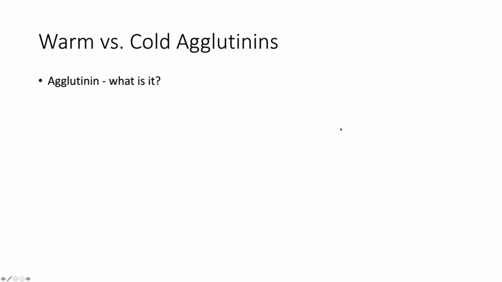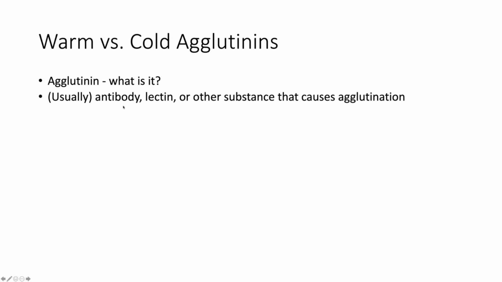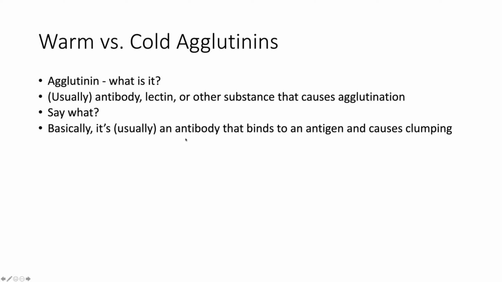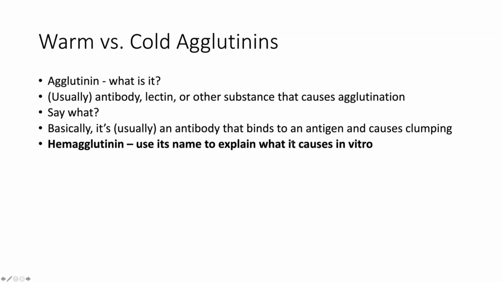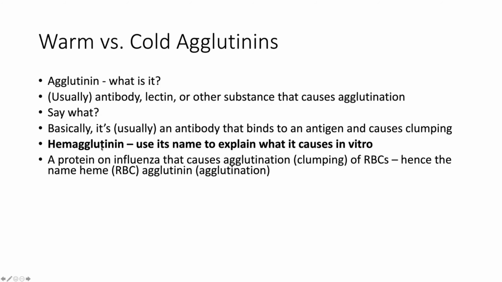So Deb, what is agglutinin? What does that mean? It's usually an antibody, but it can be an antibody, a lectin, or other substance that causes agglutination. Basically it's usually an antibody that binds to an antigen and causes clumping. That's it. Because what we're trying to explain is what we mean by warm and cold agglutinins. Deb, what do you think hemagglutinin means? Use its name, heme agglutinin, to explain what it causes in vitro. It's a substance that causes agglutination of the blood. Exactly. Hemagglutinin is something that causes agglutination in the blood.